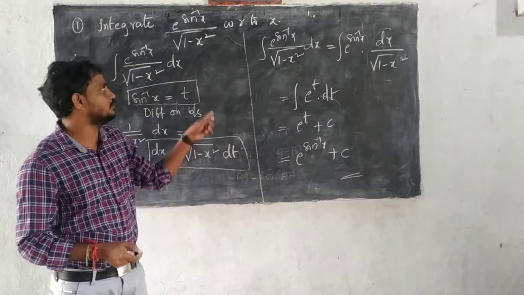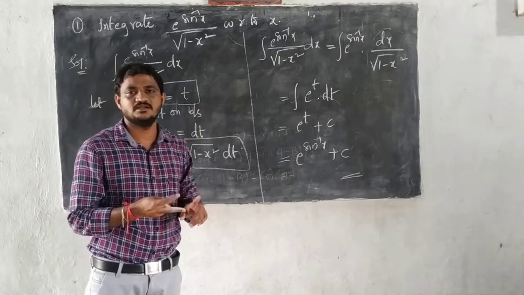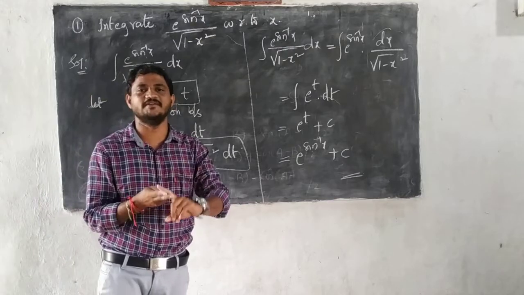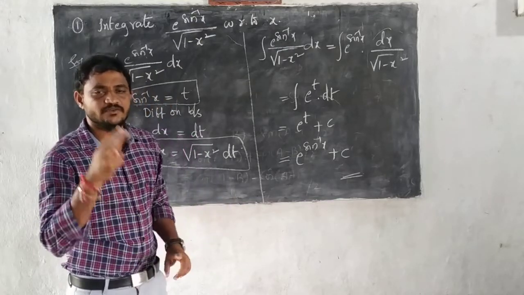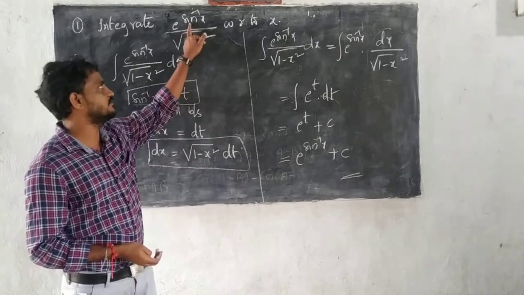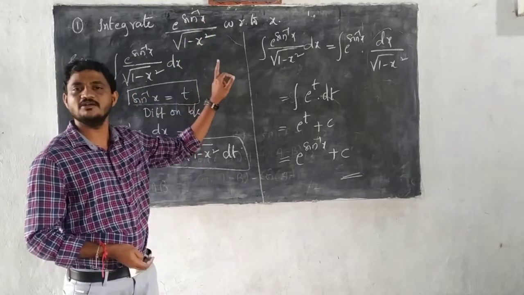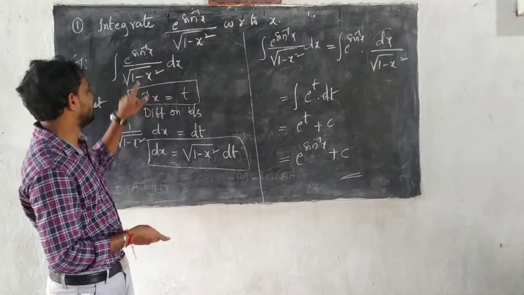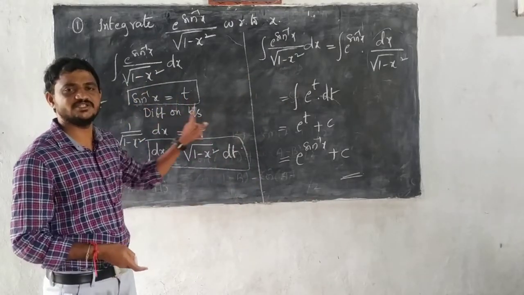In this type 2, we will get two functions. In the given function itself, one function will be there and its derivative will be there, alright? So we have to observe which is the function and which is the derivative. If you observe clearly here, sin inverse of x is the function and 1 by under root of 1 minus x square is its derivative. So we have to consider that function as t, then differentiate on both sides.